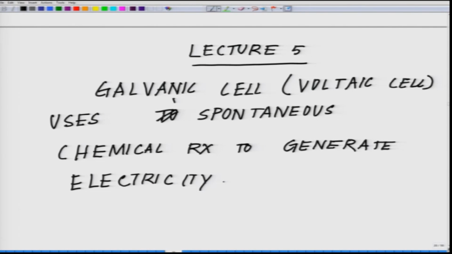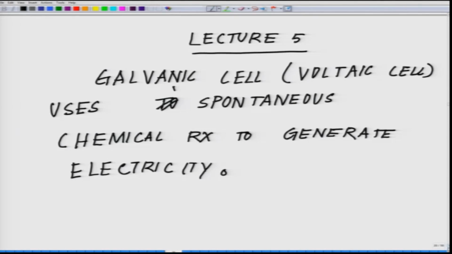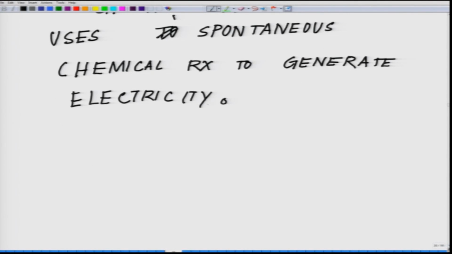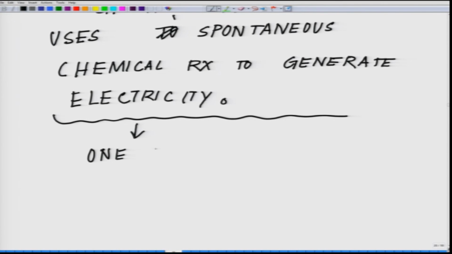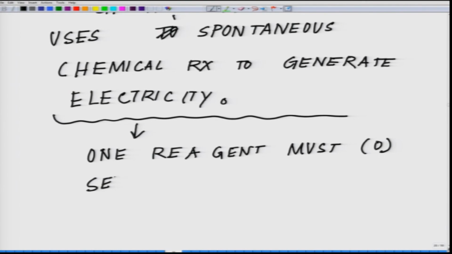Based on this definition, there are a few conditions to accomplish this. This feat could only be accomplished when one reagent must get oxidized, whereas the second reagent must get reduced. This is our basic fundamental.